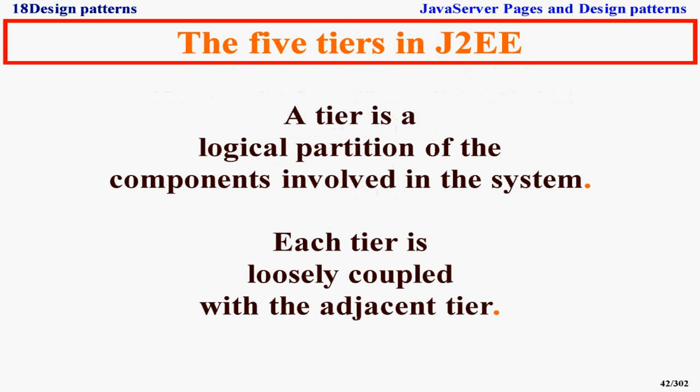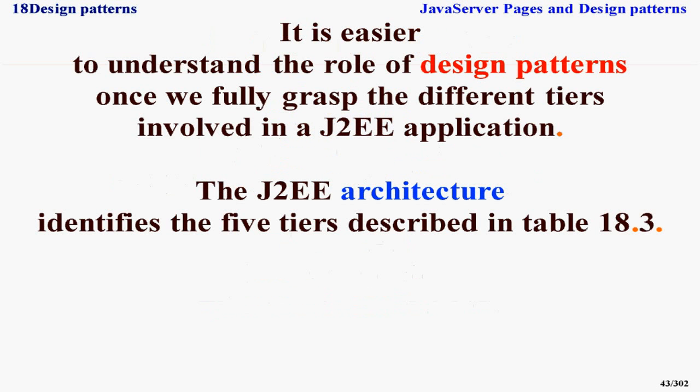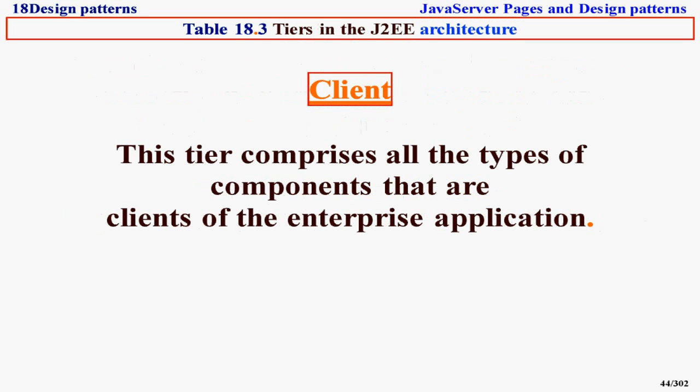The 5 tiers in J2EE. A tier is a logical partition of the components involved in the system. Each tier is loosely coupled with the adjacent tier. It is easier to understand the role of design patterns once we fully grasp the different tiers involved in a J2EE application. The J2EE architecture identifies the 5 tiers described in Table 18.3. Table 18.3 Tiers in the J2EE architecture.